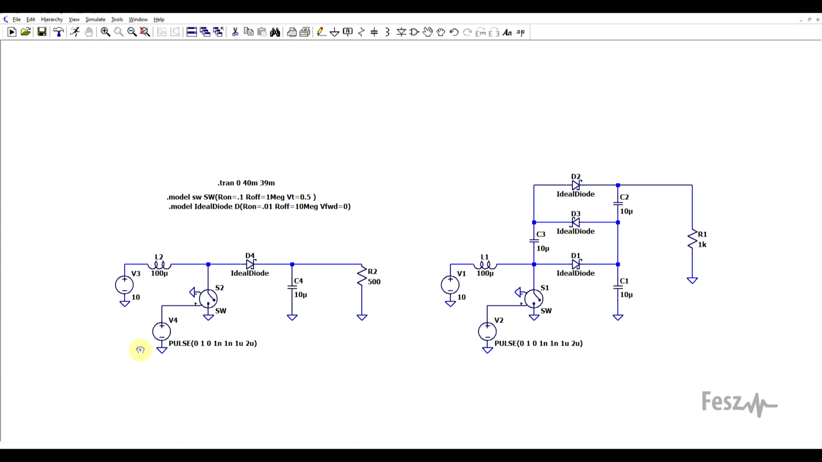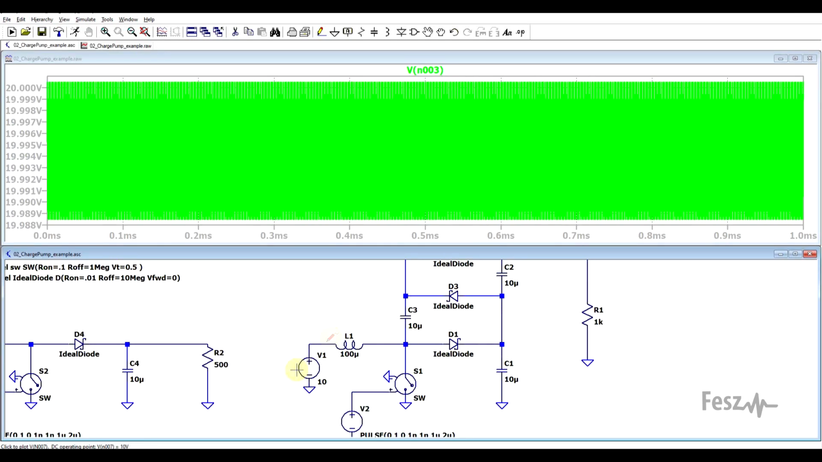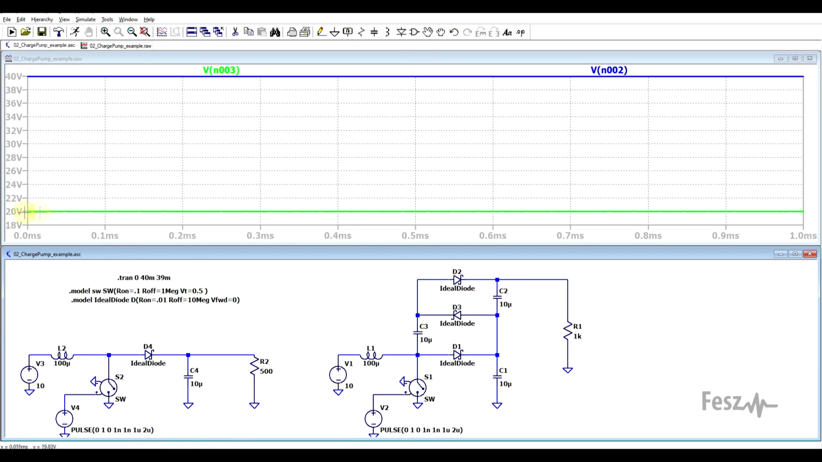To highlight this topology, I kept the basic boost converter that we've previously built and then copied it and added a charge pump stage on top. So here again, in both cases, a 50% duty cycle is provided. And if we run the simulation, we can see that from an input of 10 volts, at the output of the boost converter, we are getting about double that, so 19.99. And if we look at the output of the charge pump, we are doubling the voltage again, so from 20 volts, we are going up to 40 volts. So we can clearly see the doubling effect of the charge pump stage.